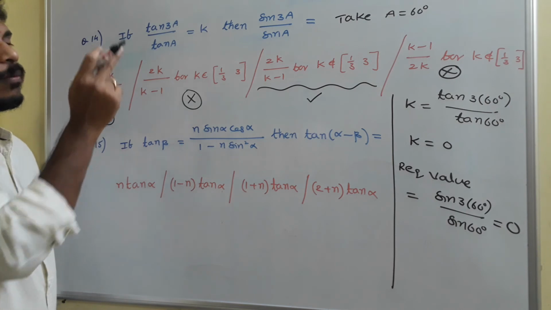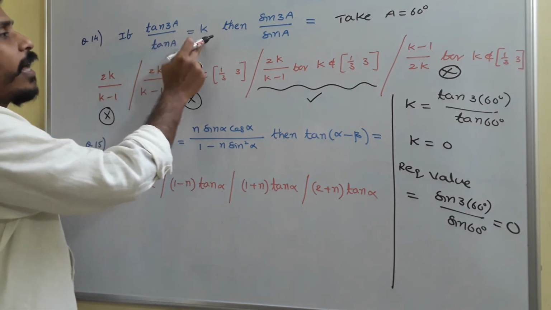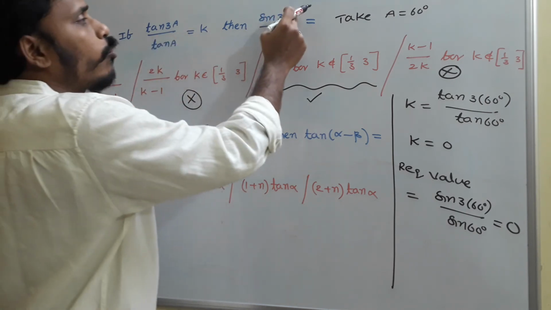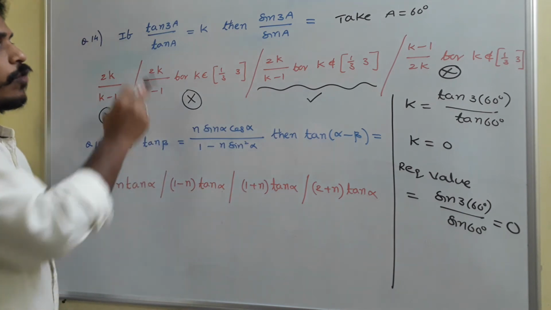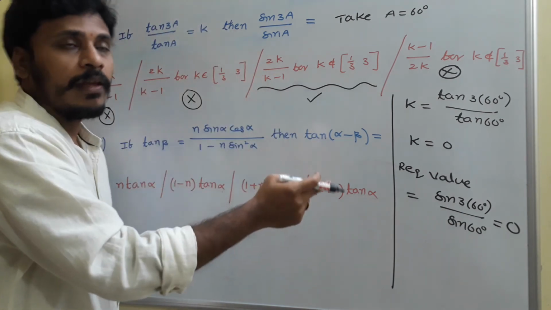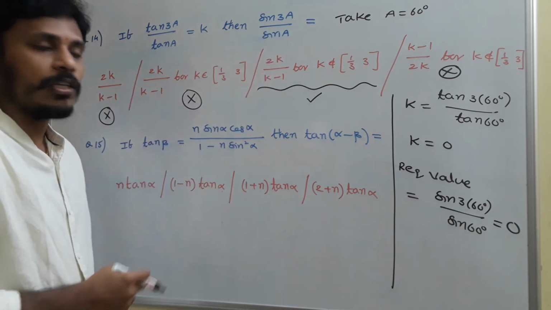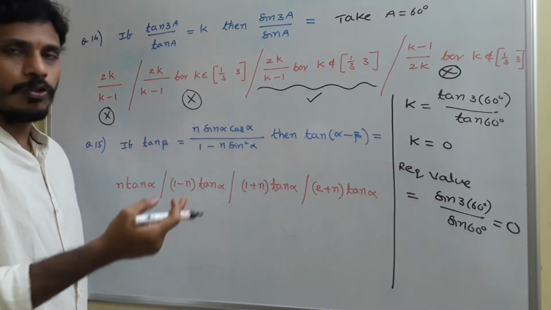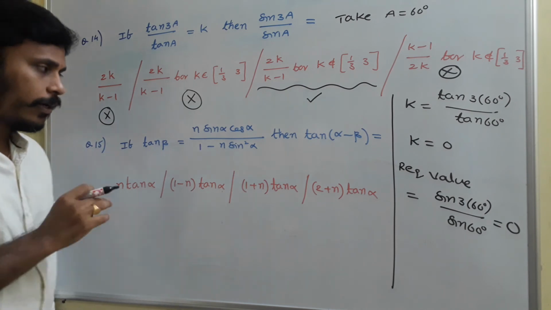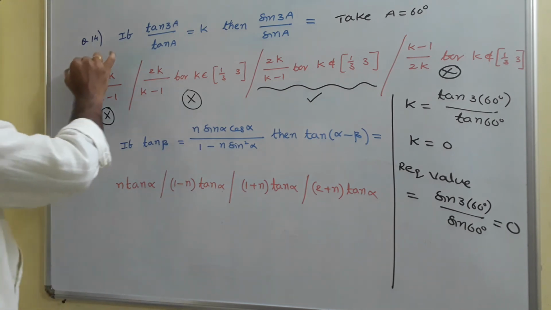Okay. Again look at the problem. See, if tan 3a by tan a is k, then we need to find sin 3a by sin a. First of all, fix a, get k. Then the required value is again 0. We need to choose the suitable option among these, which one gives us 0. Okay. There ends the problem. Right. Then the 14th problem is clear.